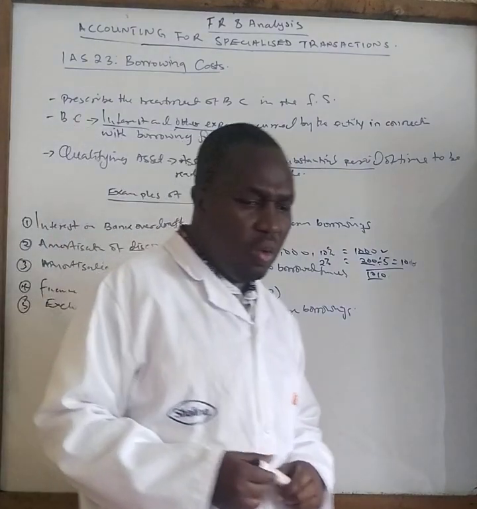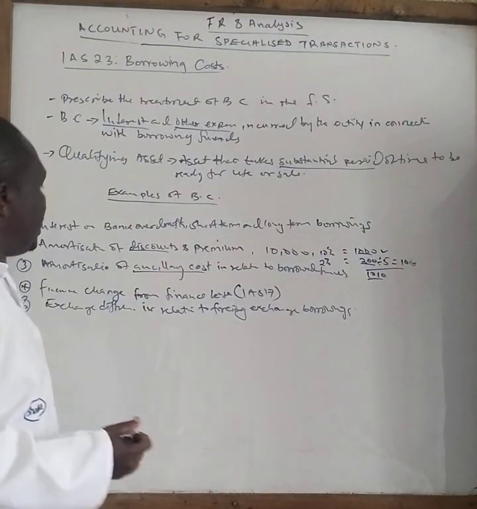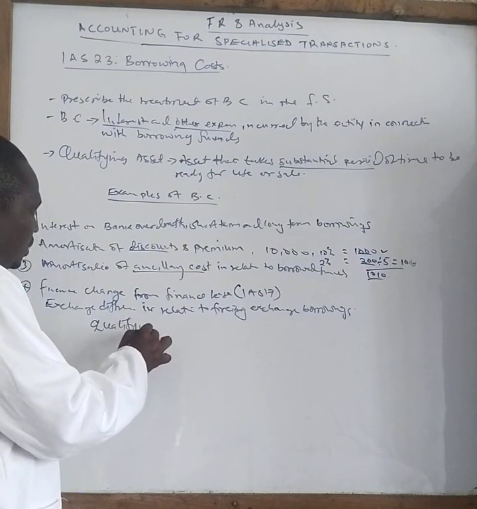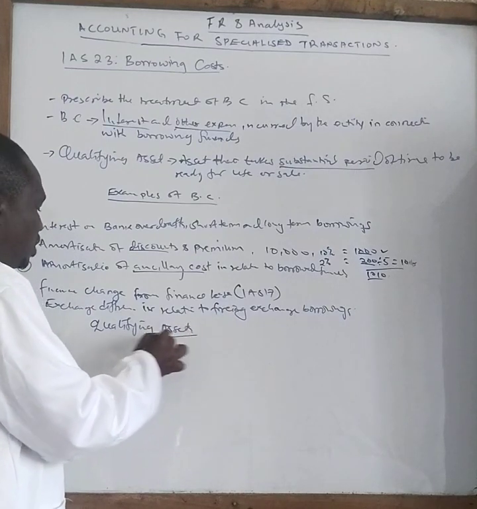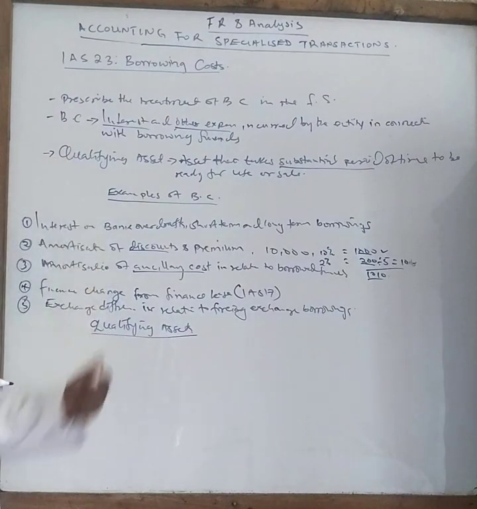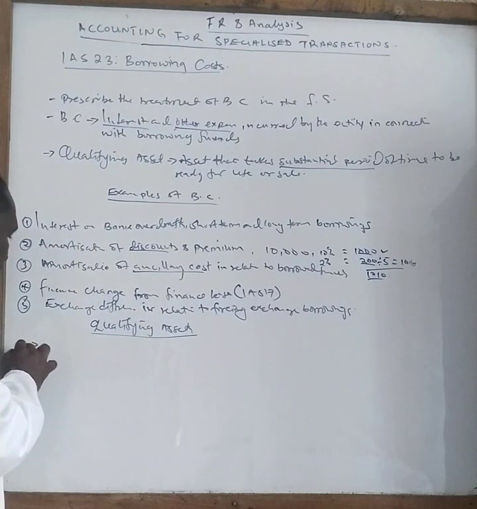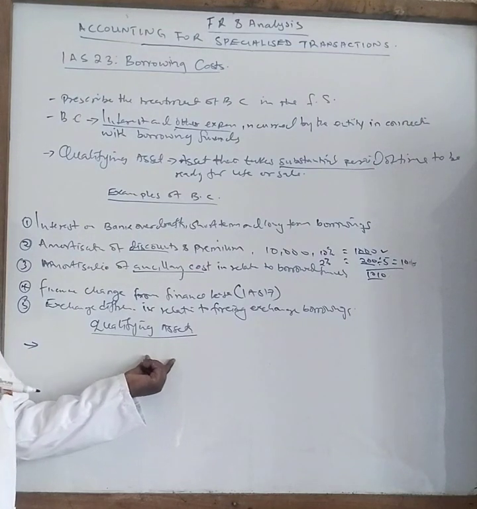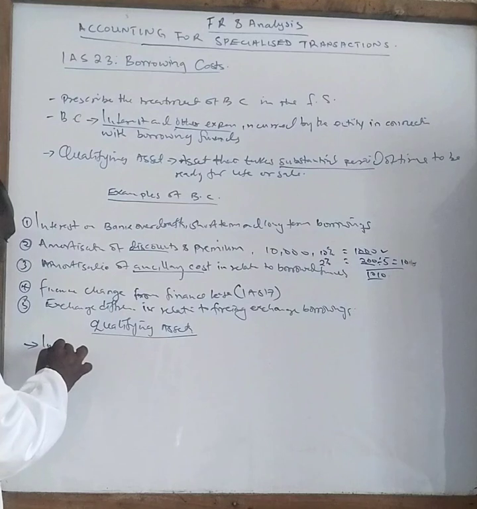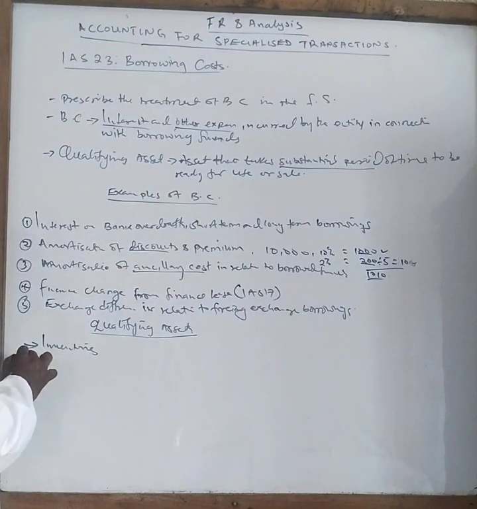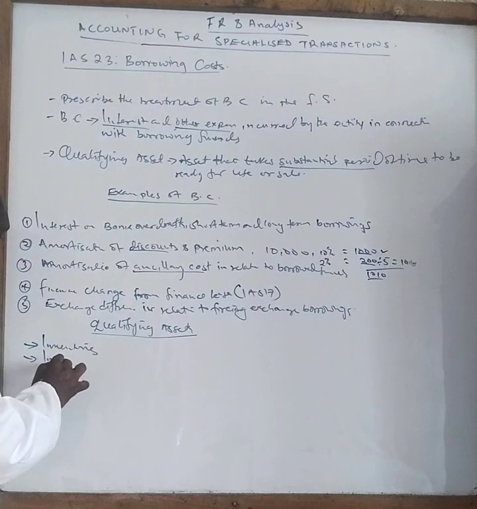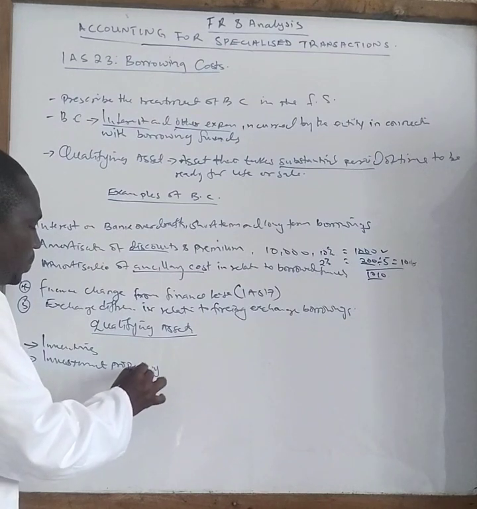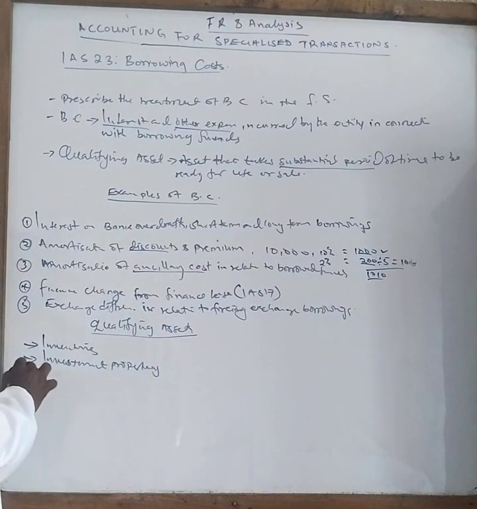Now, before we go further, let's see which are the examples of qualifying assets. We have some of the examples given by IAS 23 on the borrowing cost. These are assets that take a substantial period of time for them to be ready. One is inventory. Inventories fall under that. Number 2, we can say investment property. So remember, I covered investment property under IAS 40.